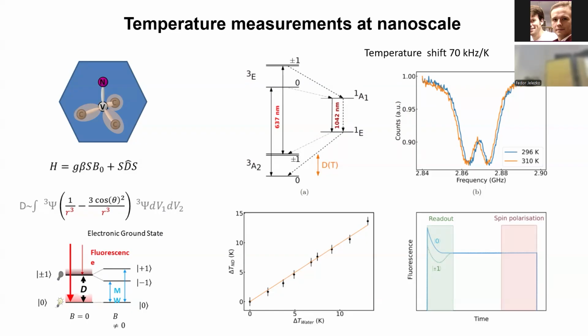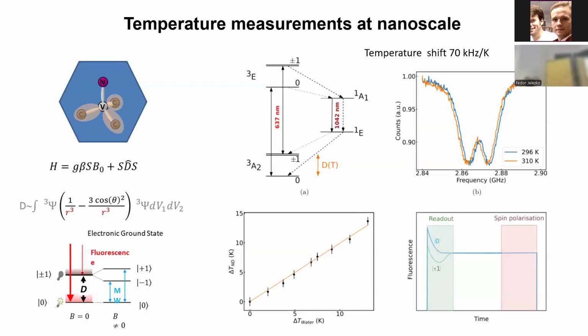This is an example of these measurements with NV centers in nanodiamonds. Two spectra recorded at 310 and 296 Kelvin. And maybe you don't see the difference very clearly, but there is a difference, there is a shift. And you can track the shift. The shift is 70 kilohertz per Kelvin. And of course, the narrower your lines are, the better you can track the shift. But you can clearly measure it with a few degrees precision.